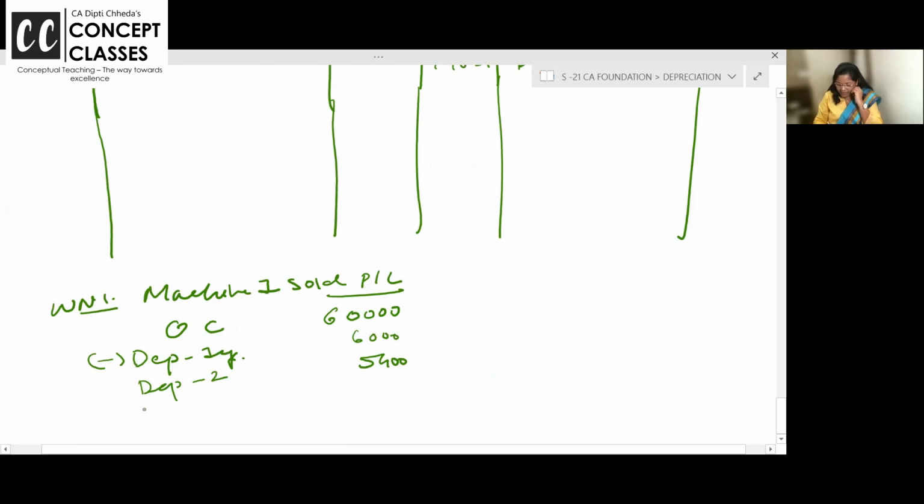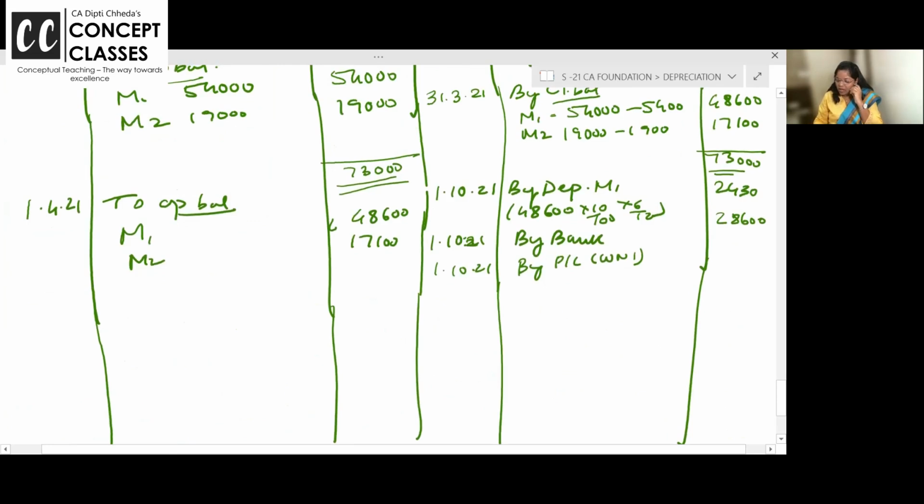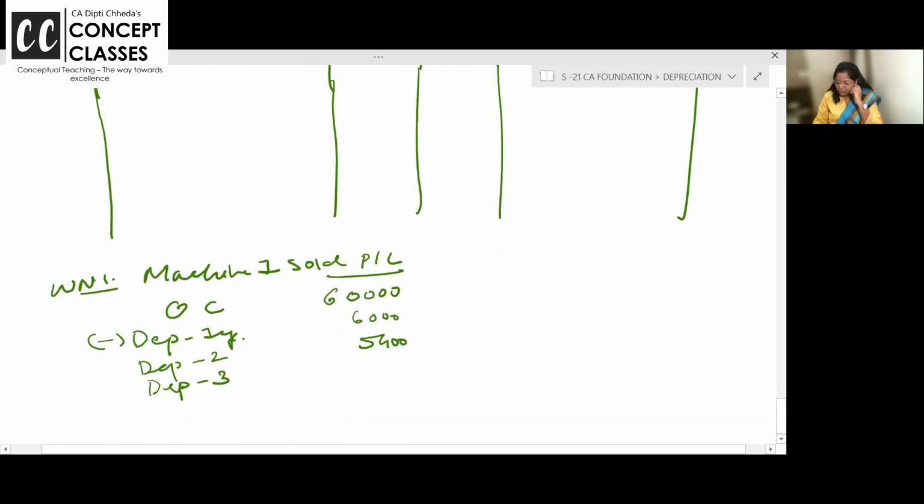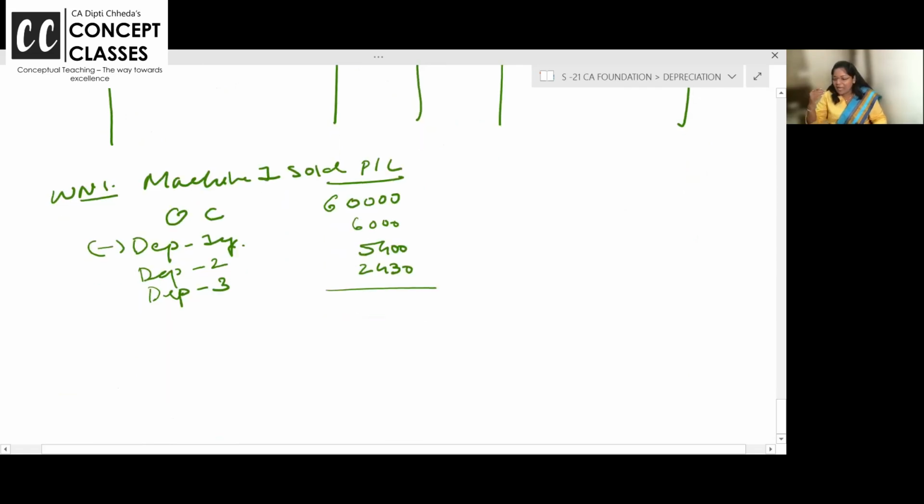Correct? And for the depreciation for the third year, how much have you charged? 2,430. Is this clear to all of you? You can balance after every year, but it works even if you don't balance, except first year, second year, third year's depreciation. So what is WDV on date of sale? I think I'm emphasizing too much, but it's important. You have to get the WDV on the date of the sale.